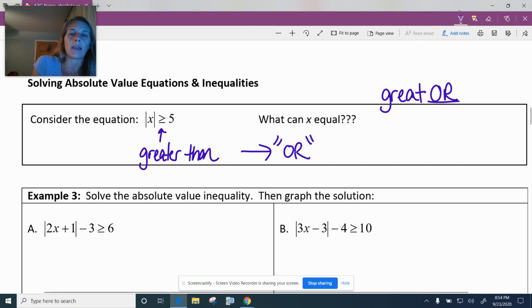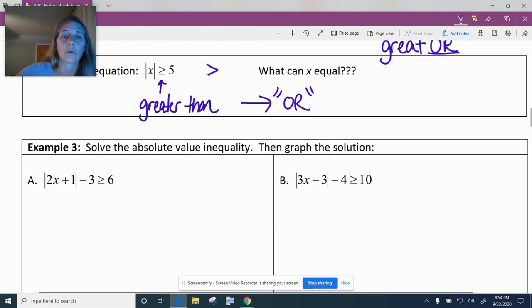So if you have a greater than or equal to, or even just a greater than without the equal to, it doesn't matter. You're going to do an or problem, which means that you're going to set it up the way we just did with the equal sign, but you're going to have to graph on the number line. That's that added piece. Okay, so it'll make a little more sense when I actually do one.